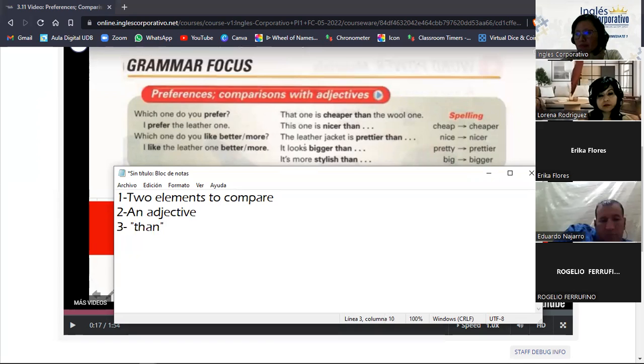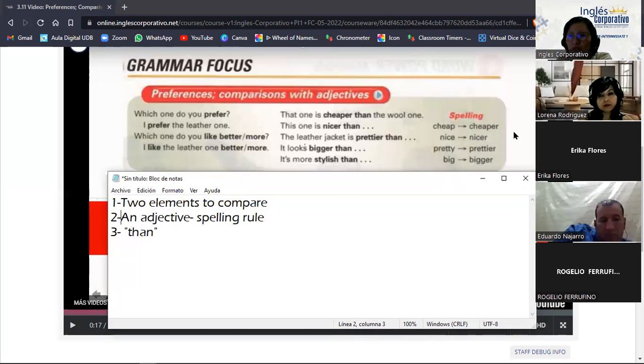Now, when I have the second element, the adjective, I also need to add, you know, a spelling rule. ¿Cómo así, teacher? Porque vamos a ver en este momento las diferentes reglas que tenemos para convertir los adjetivos a adjetivos comparativos. Entonces tenemos acá spelling: cheap, cheaper, nice, nicer, pretty, prettier, big, bigger. Por supuesto, solo con ver aquí que dice spelling, sabemos que hay reglas. Cada uno de estos adjetivos está representando una de las reglas que tenemos.